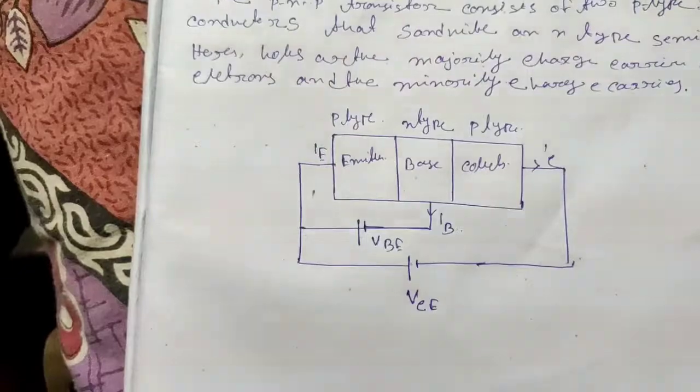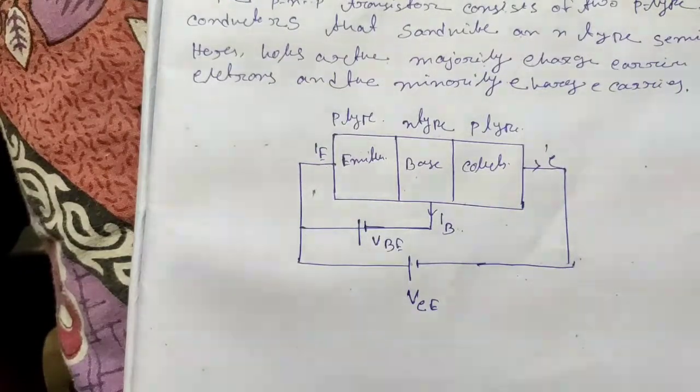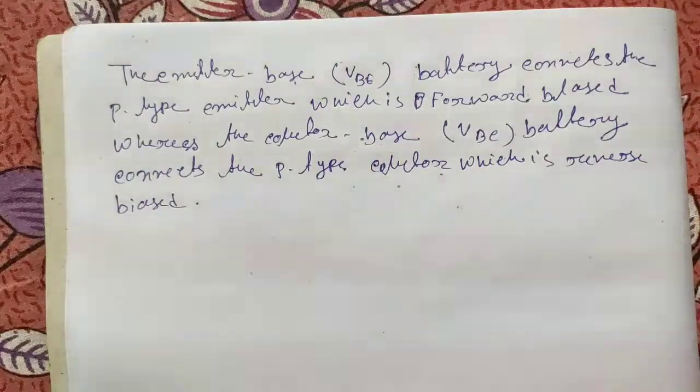This is the circuit diagram of a PNP transistor. The emitter base battery connected to the P-type emitter is forward biased, whereas the collector base battery connected to the P-type collector is reverse biased.